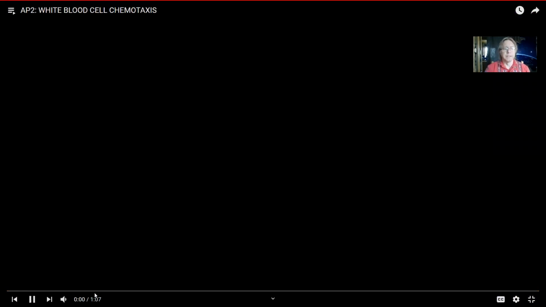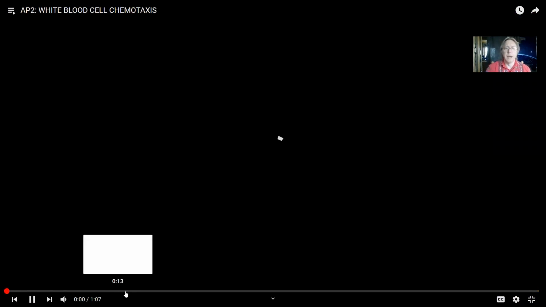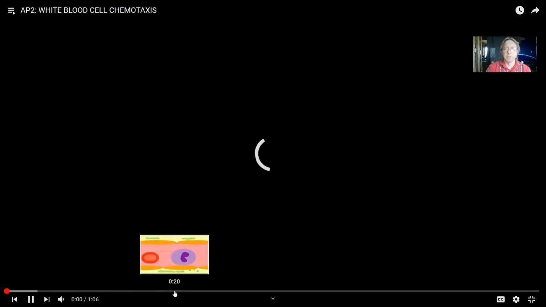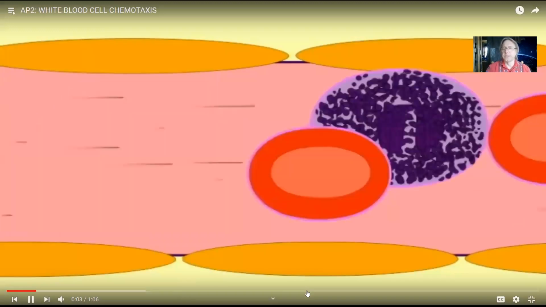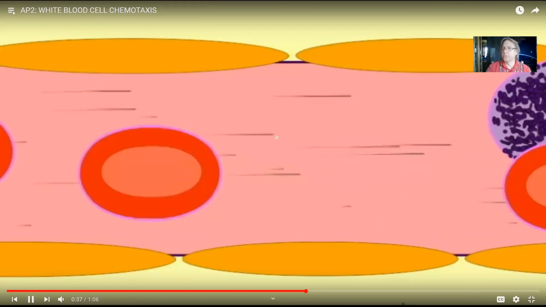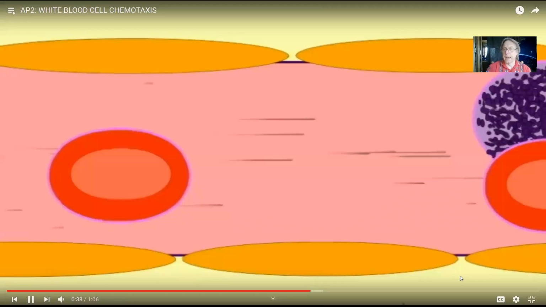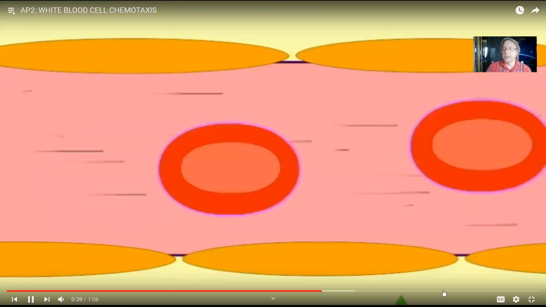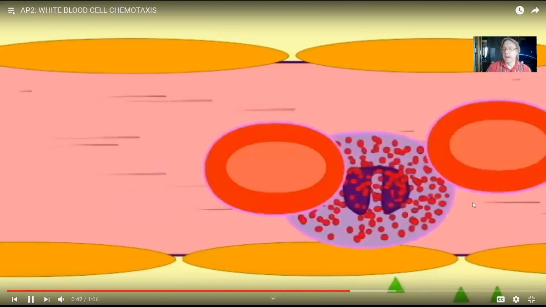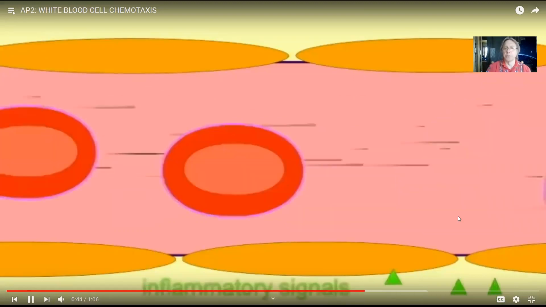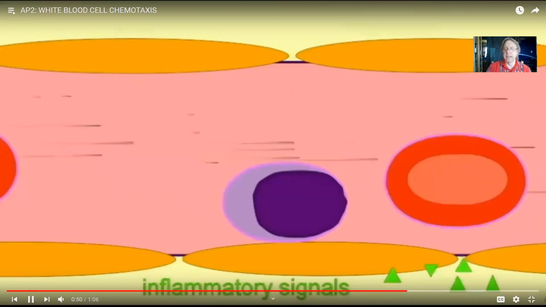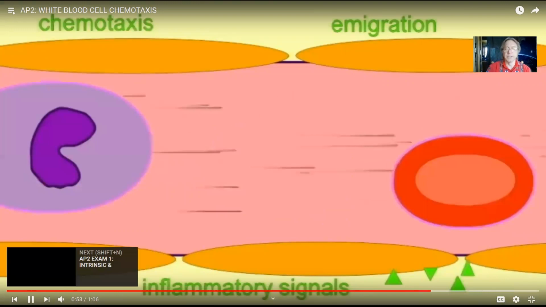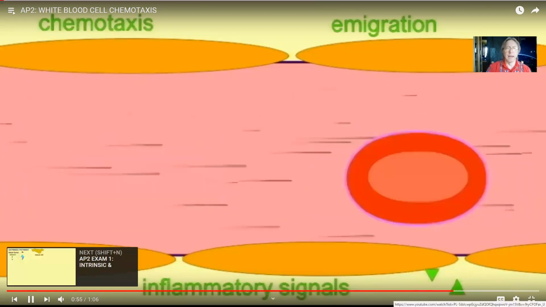I'm sorry, this is that video which I just kind of described, that white blood cells can do two things that red blood cells can't. While the red blood cells are just moving right along, the white blood cells can react to these green inflammatory signals. And so when there's signals of an infection, white blood cells can actually leave the blood vessel. That's what's known as emigration, and they move towards these inflammatory signals. That's what's known as chemotaxis. So white blood cells have abilities that the red blood cells lack.